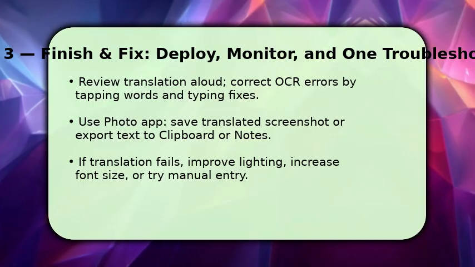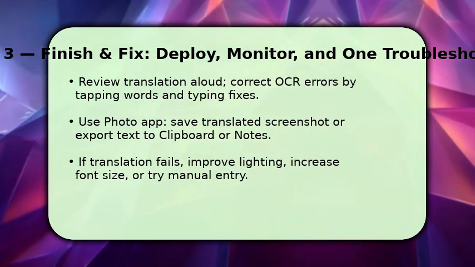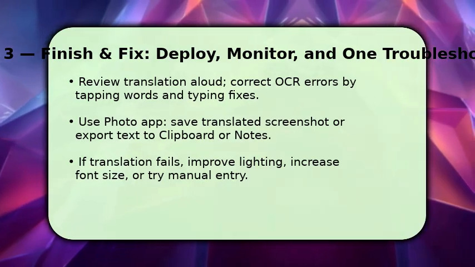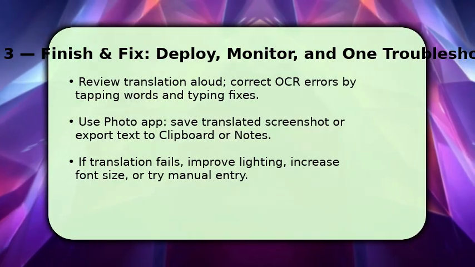If things go wrong, if text is unreadable or translation is garbled, improve lighting, move closer, or switch to typing the phrase manually. This fixes most OCR and language detection problems quickly.